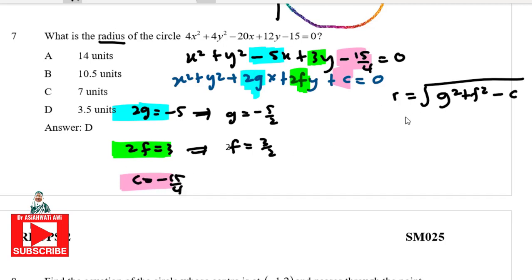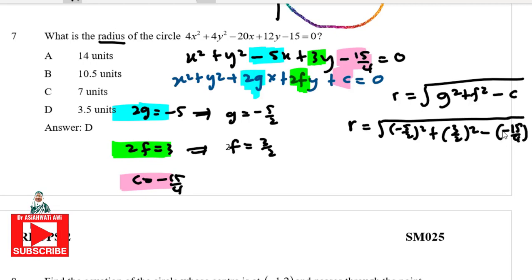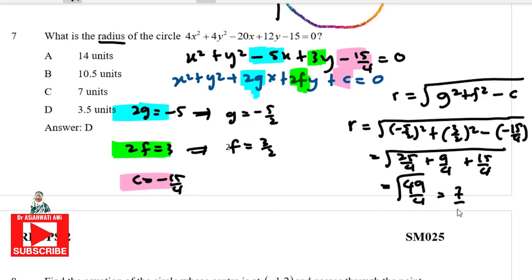Substitute here. So r is equal to the square root of negative 5 over 2 squared plus 3 over 2 squared minus negative 15 over 4, which is 25 over 4 plus 9 over 4 plus 15 over 4. You can find the value: 25 plus 9 plus 15 is 49 over 4, square root is 7 over 2. So r equals 7 over 2 or 3.5 units. Answer is E.